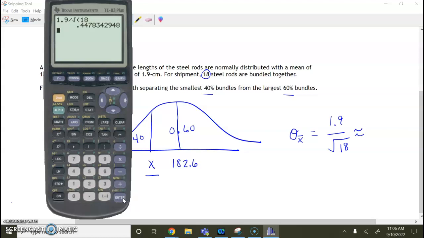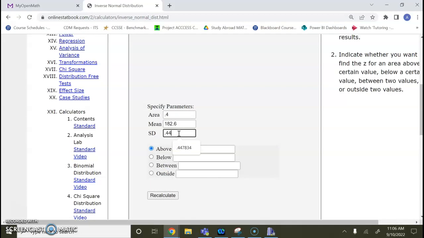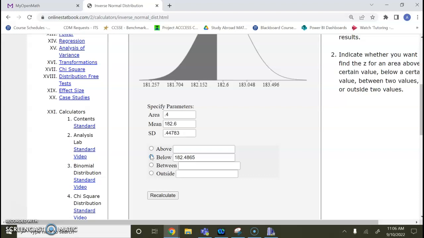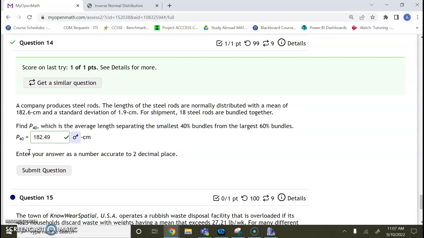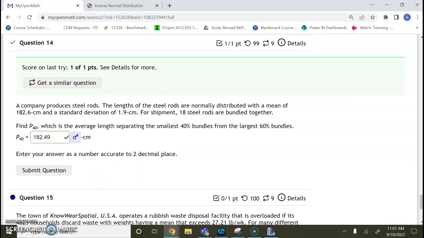All right, I have 0.44783, 42948. You want to use at least 5 decimal places when you put this into the calculator and not round too early, because that will throw your answer off. So 0.44783, and we want below for 40%. So I have 182.48, and this is asking us to round to 2 decimal places. That was 182.486. That 6 will move the 8 up to a 9. So 182.49 is our solution.